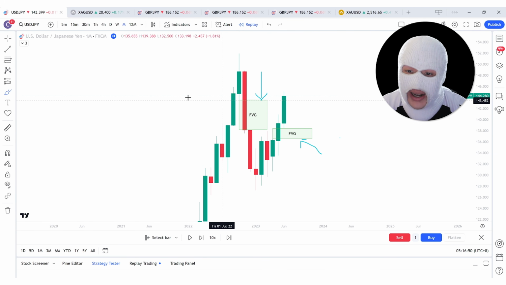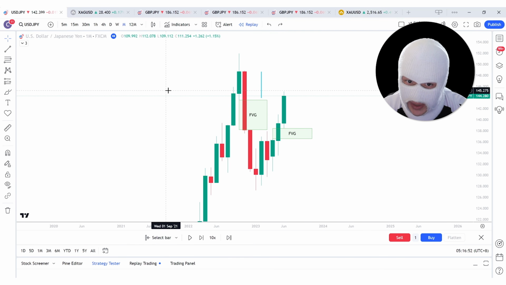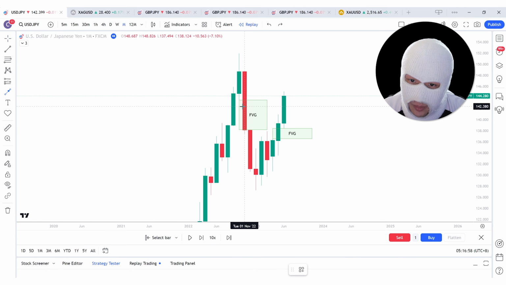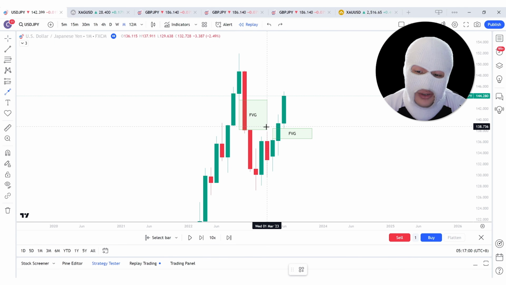Now, let's apply the concepts of respect and disrespect candle here on this chart. Initially, the first candle that taps into the monthly bearish fair value gap right over here is tough to call.